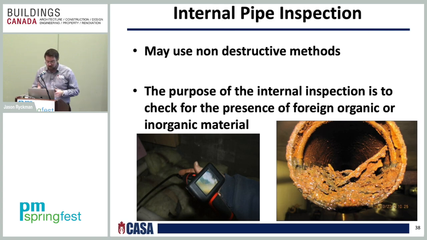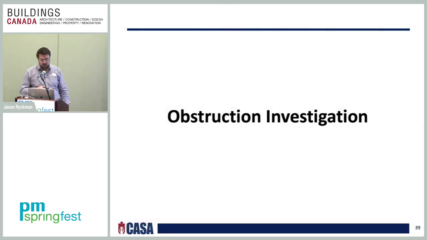Also, to do your internal inspection, you can use non-destructive methods. You can use different types of scans to go through the pipe and do your inspection that way. So there are other means that the standard does allow you to use to inspect that piping to make sure it's not obstructed. So that's the internal inspection requirement in Chapter 14.